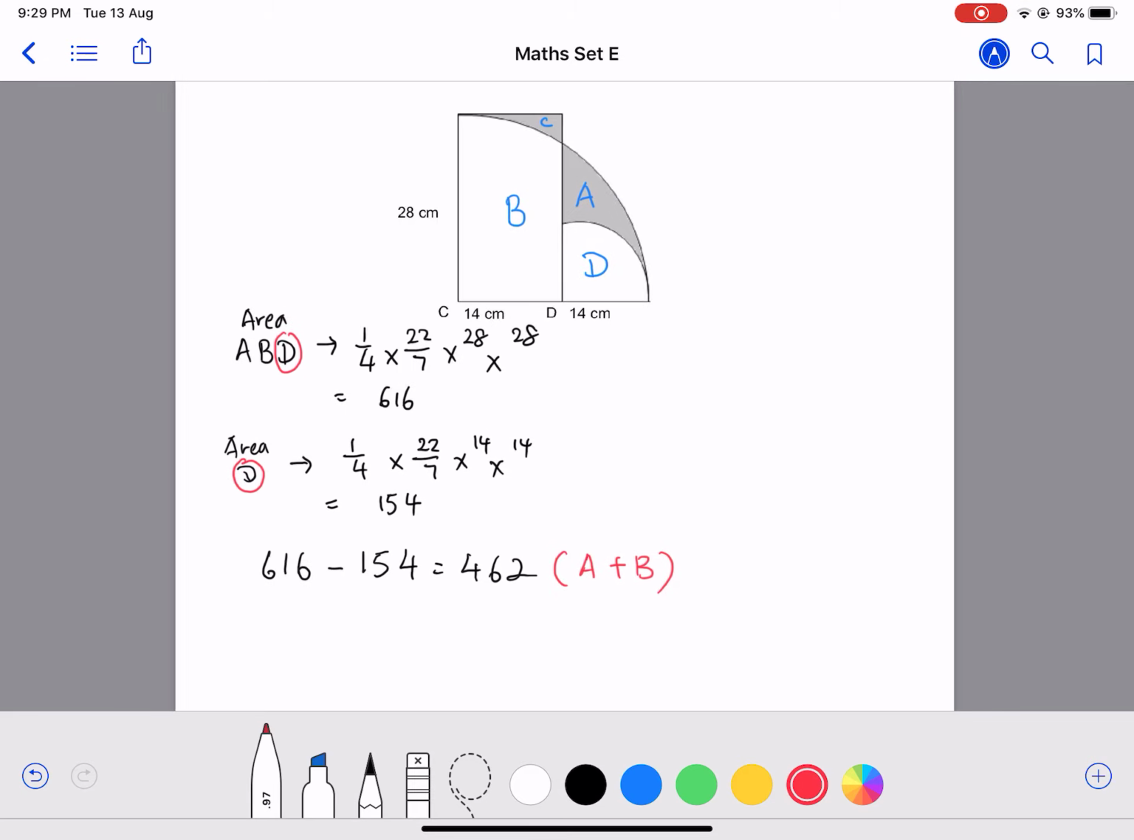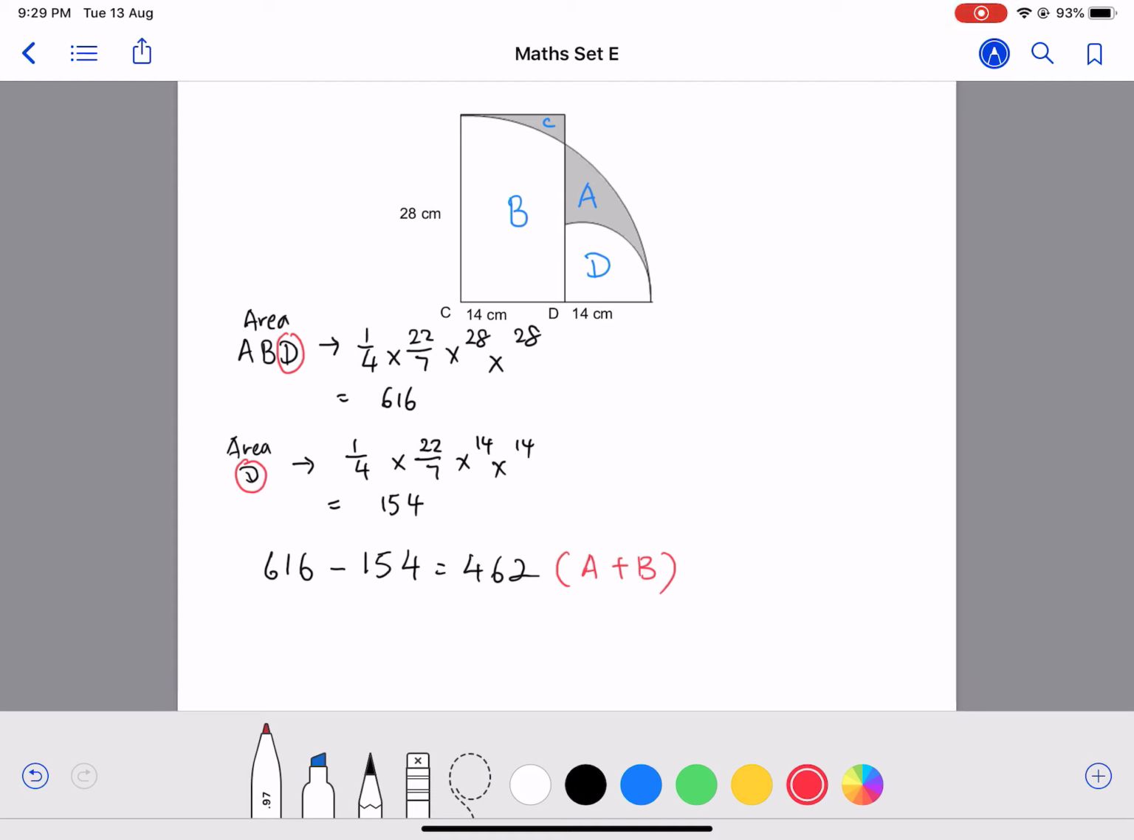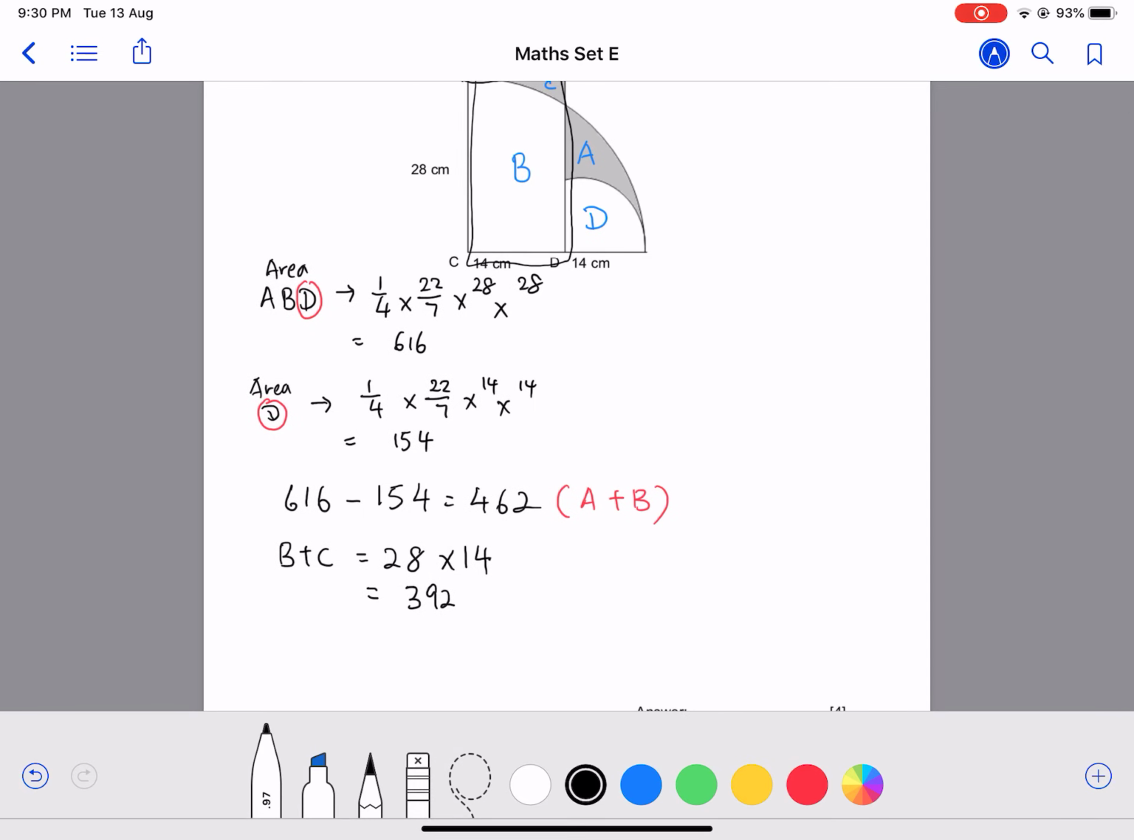Now let's move on. There's one other thing that we can find. We can probably also find a rectangle here, B and C. Right? So let's find B plus C. It will be 28 times 14, the rectangle, right? Which is 392. This is for B and C. B plus C.